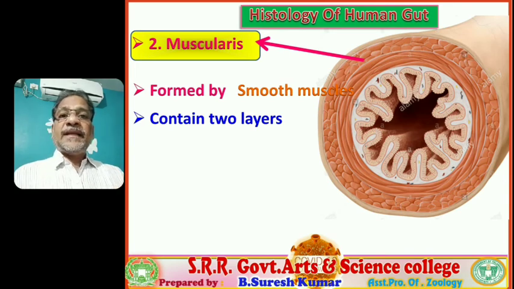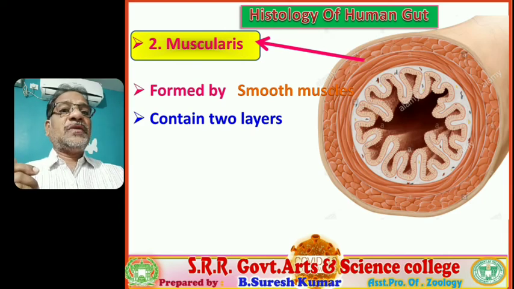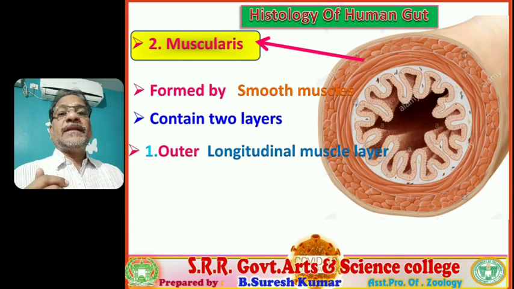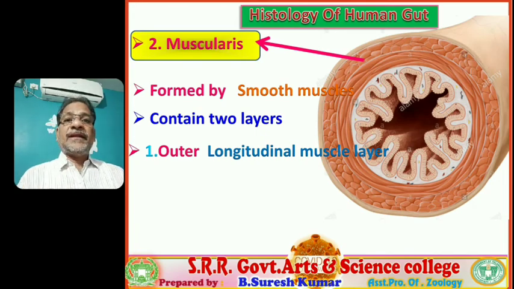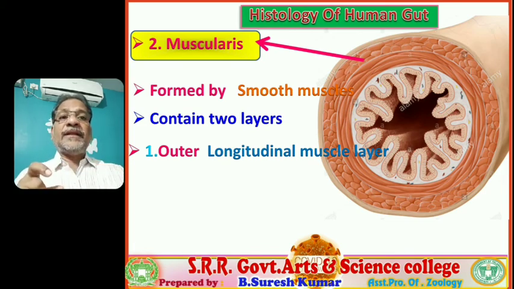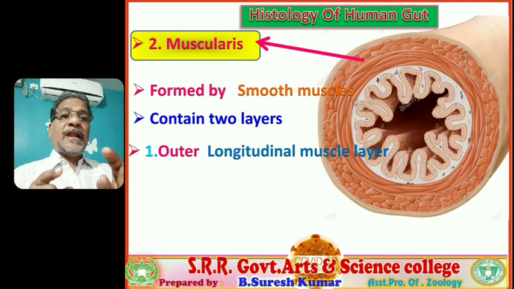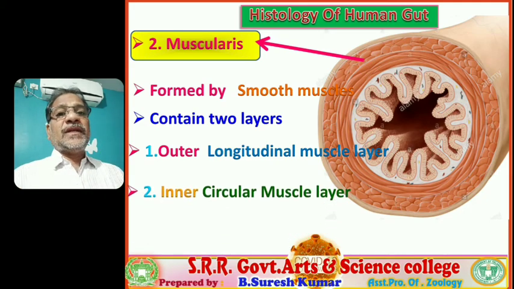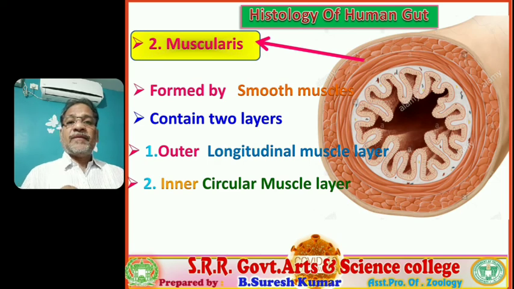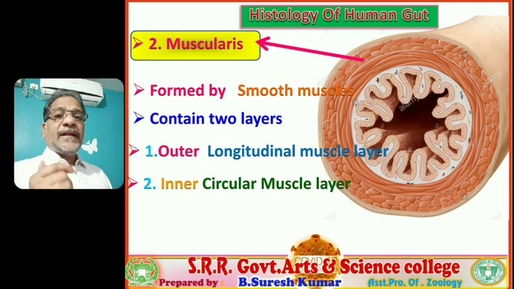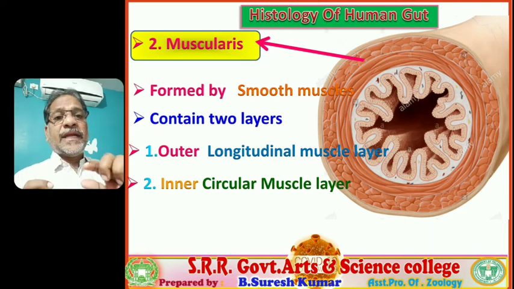This muscularis layer is again differentiated into two layers. The first one is the outer longitudinal muscle layer. According to the allocation, the muscle fibers are arranged along the length of the alimentary canal in a longitudinal fashion, hence it is called the longitudinal muscle layer. Next is the inner circular muscle layer. Beneath it, the muscle fibers are arranged in a circular fashion, around the alimentary canal.